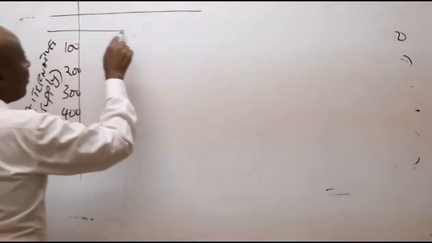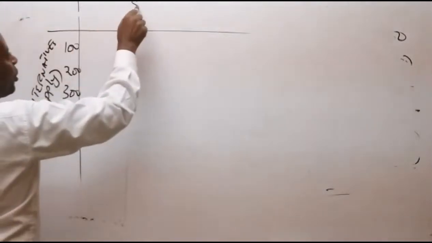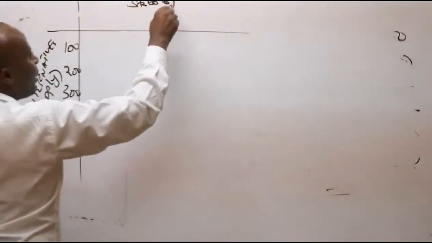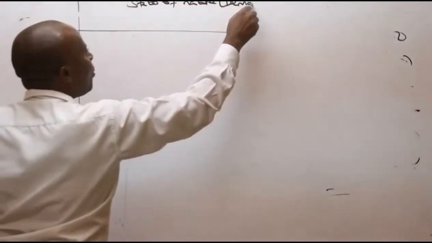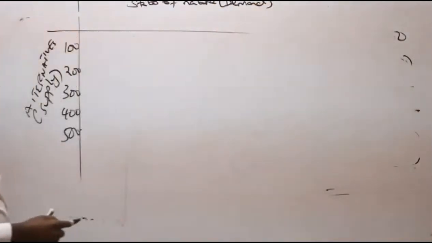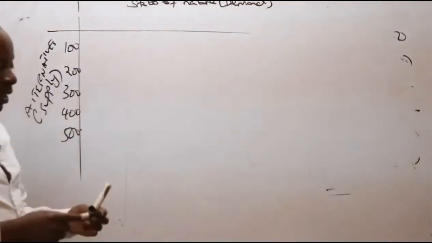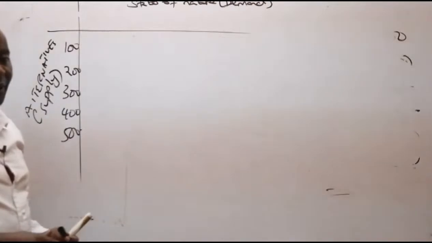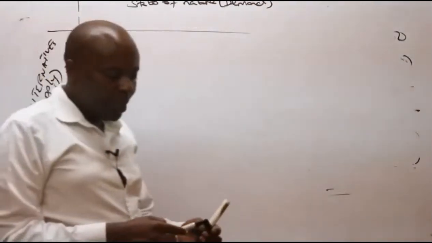And then remember that, ladies and gentlemen, here we have what we call states of nature. States of nature will be what we are not able to control. So our states of nature will be what here? Will be demand. States of nature here will be demand.